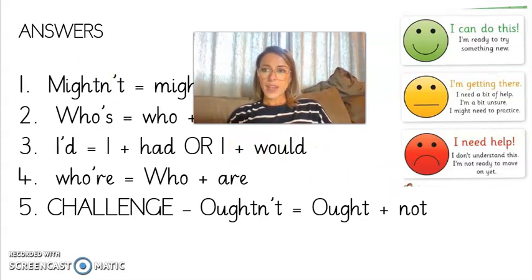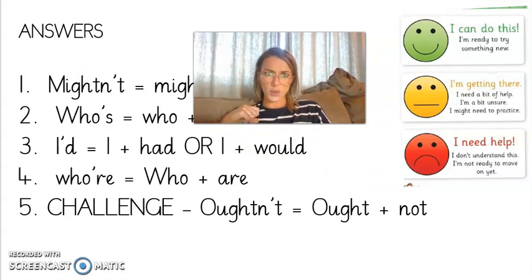Now, if you got the first questions, the ones that we did together, if you got some of those right, but then when you got to the questions on your own, that was a bit tricky, that's okay. That's a good thing. That means you're doing really, really well. And I would give yourself an in the middle face.